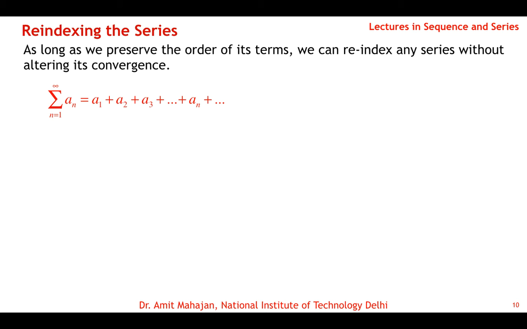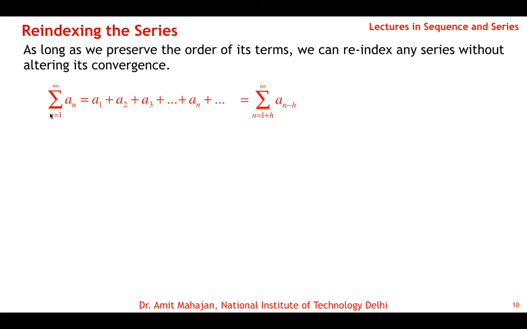This is again important: the reindexing of the series. As long as we preserve the order of the terms, we can reindex any series without altering its convergence. If you have an infinite series with n from 1 to infinity, putting n as 1, 2, 3, you can write this as a1 plus a2 plus a3 plus so on, plus an plus so on, an infinite series. But if you want to raise the starting value of the index by, say, h units, all we need to do is replace the n in the formula for an by a of n minus h. So if I just plug in n as n minus h here, I can raise the starting value, and you can see that this will be written as a of n minus h.